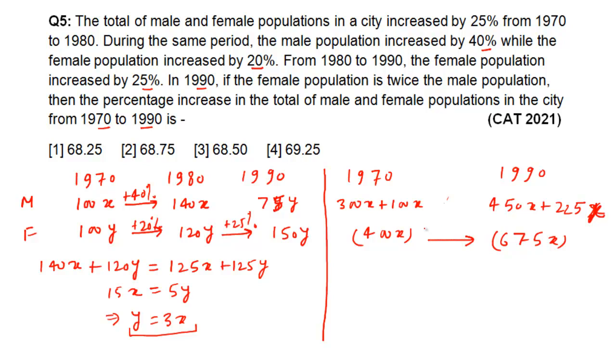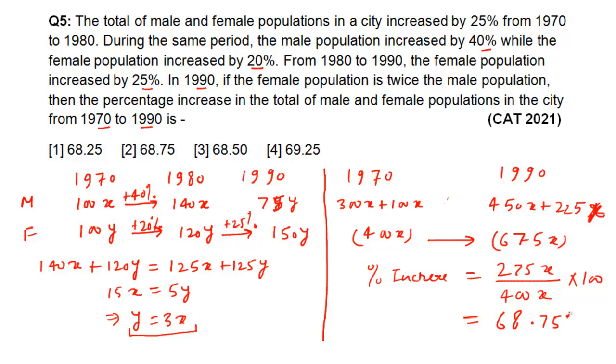So you have to find out this percentage increase. The percentage increase is equal to the difference, which is 275x, divided by the initial value, which is 400x, multiplied by 100. So that will come out to be 68.75%. So this is the answer, and option 2 is correct.